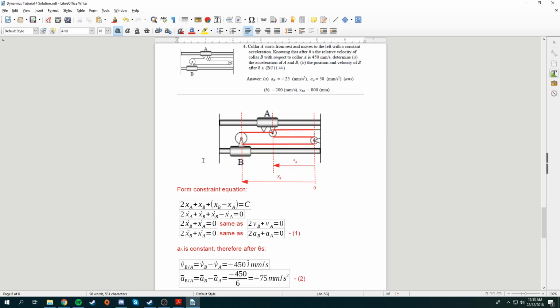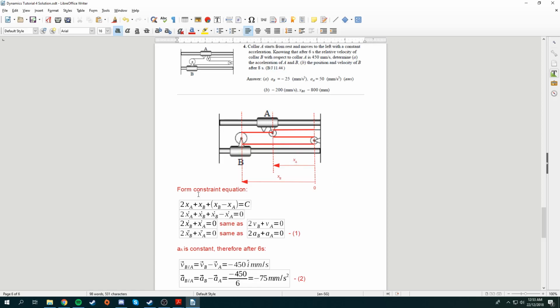So what does this mean? 2xa is basically this, because I measured that this is xa, so I got 1xa, 2xa, hence here got 2xa. And this length over here is xb, so I plus an xb. This length over here is xb minus xa, that's why I plus xb minus xa equals to c.